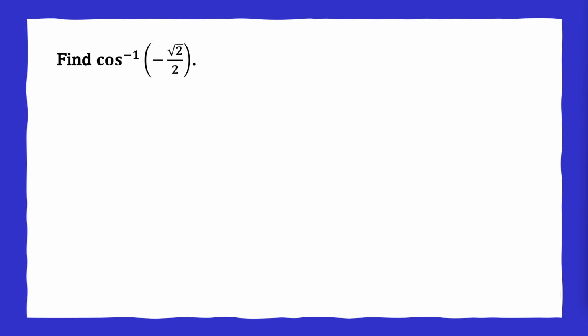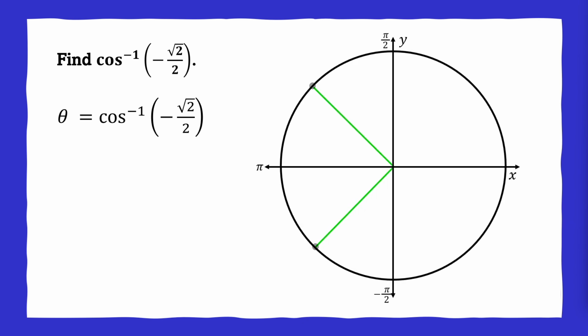Find cosine inverse of negative square root of 2 over 2, which means we're looking for the angle theta whose cosine is negative square root of 2 over 2. Cosine is negative in quadrants 2 and 3, but for cosine inverse, we restrict the domain to 0 and pi to ensure a unique solution. On the unit circle, cosine is the x-coordinate.